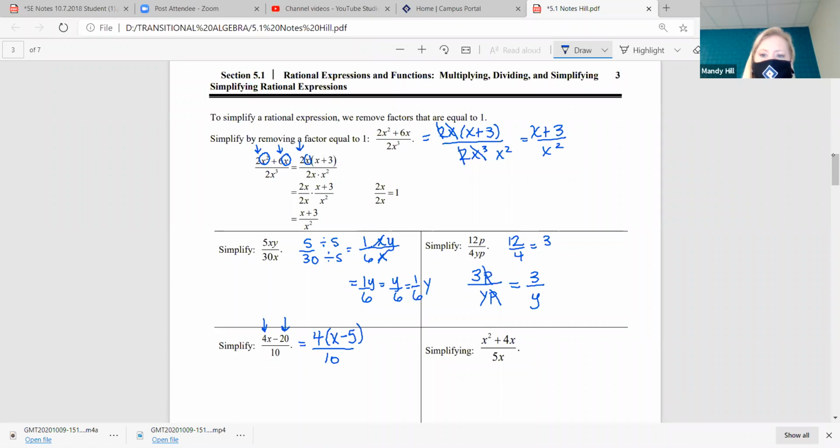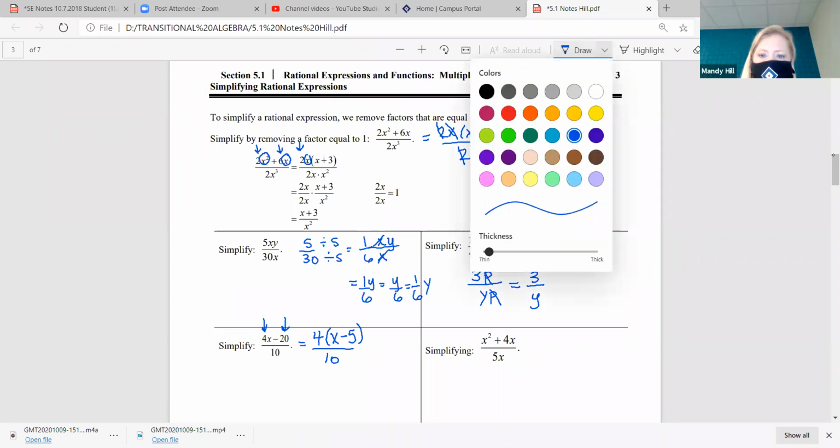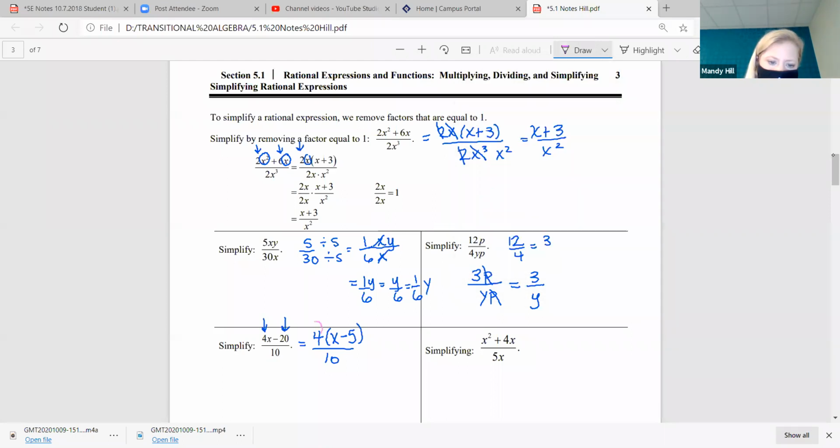Now I want to really focus on this number in front, this 4/10. Can I reduce 4/10? Yeah, because I can divide them both by 2, right? So 4/10 is really just 2 over 5. And then I've got x minus 5 in parentheses.